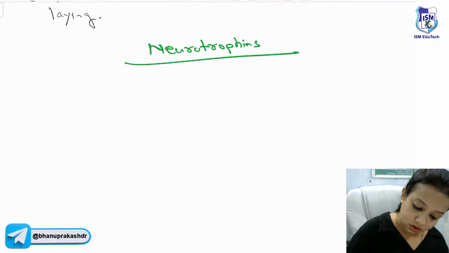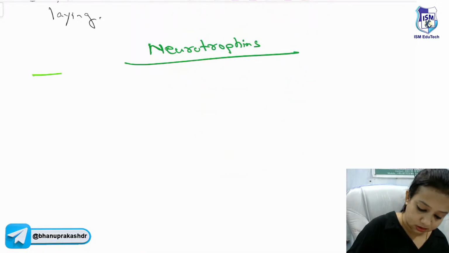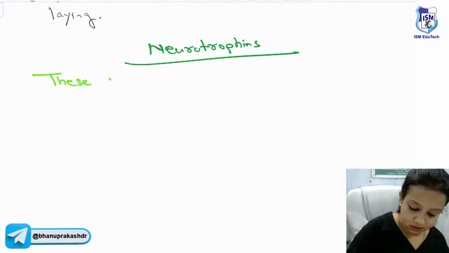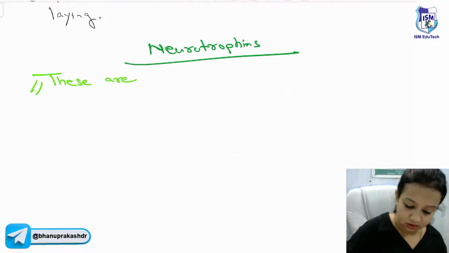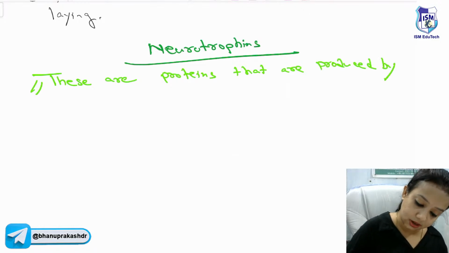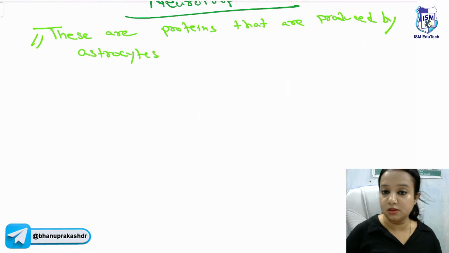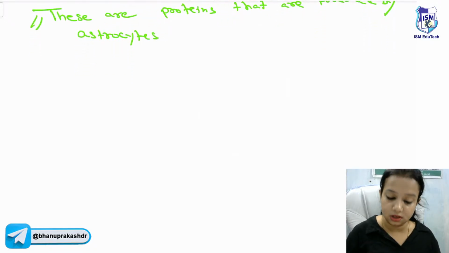Now, what are neurotrophins? Neurotrophins, these are proteins that are produced by astrocytes. Now, astrocytes, these are like star-shaped nerve cells which do a supporting role.